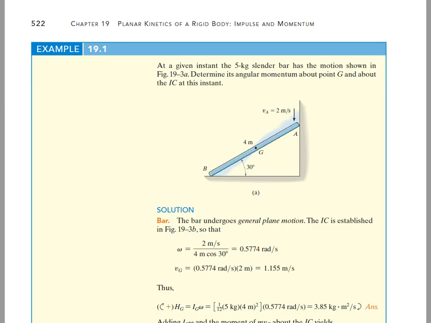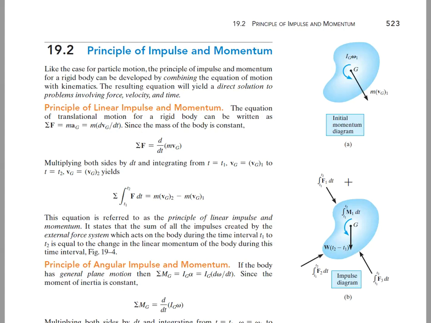Okay, so these are the three general cases, and we're now going to discuss the principle of impulse and momentum. So what happens when we have an external force or an external moment, how can those be captured in changes of the linear or angular momentum.